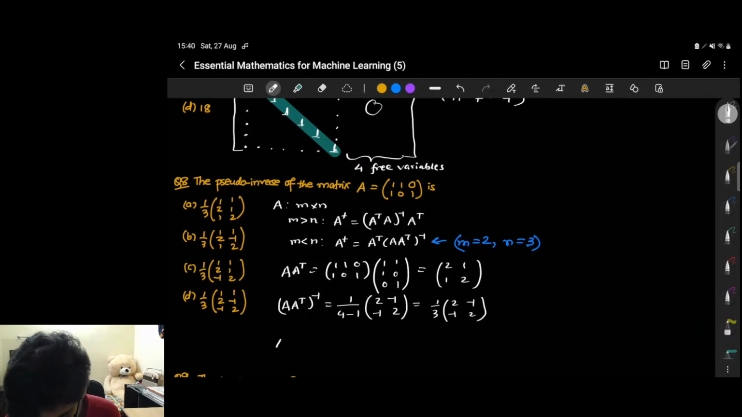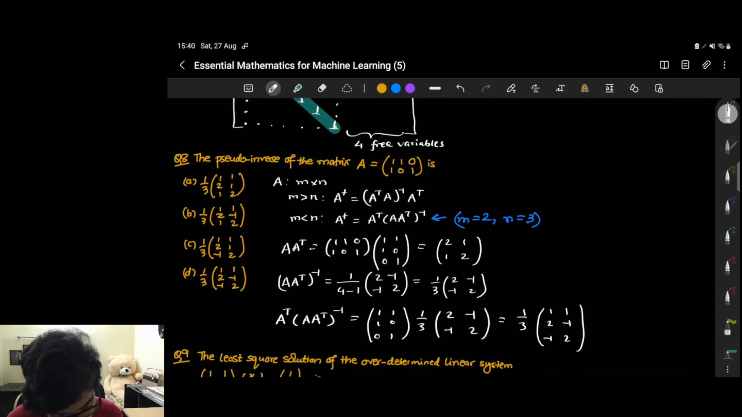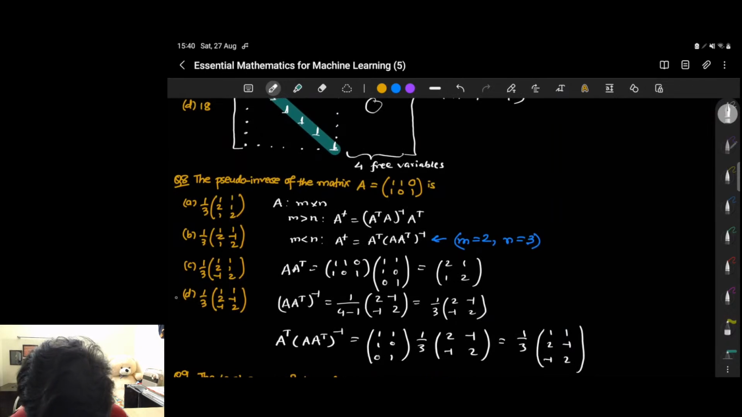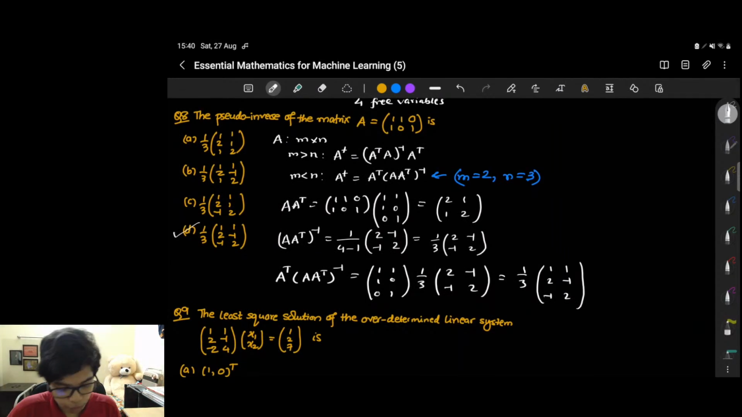And then finally the pseudo inverse would be A transpose times (A A transpose) inverse. So this is A transpose, and this is the inverse. So this is the answer. Let me see which option is correct. So it turns out option number D is the correct option for the pseudo inverse.